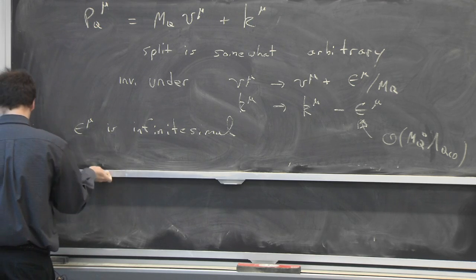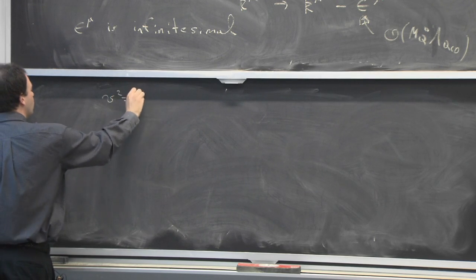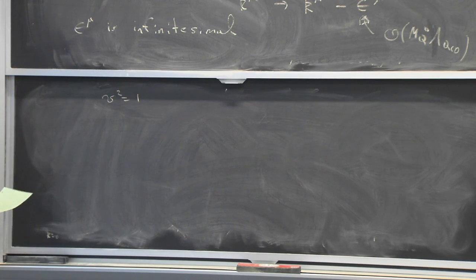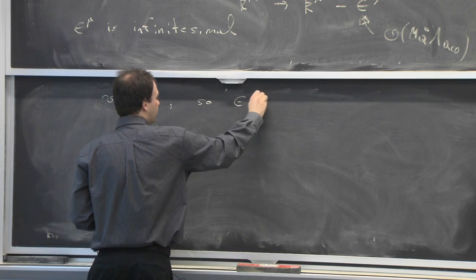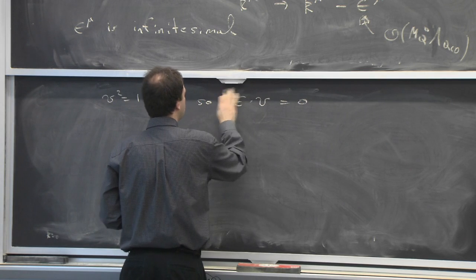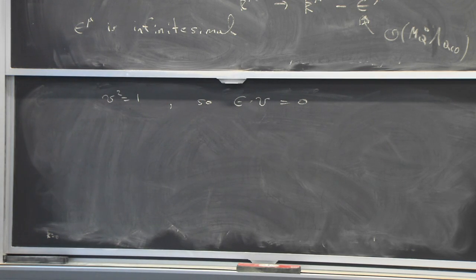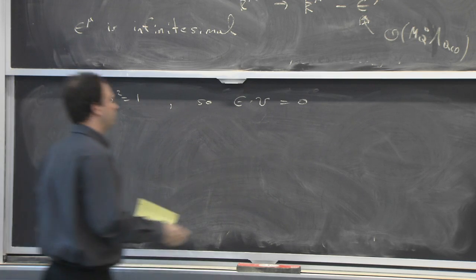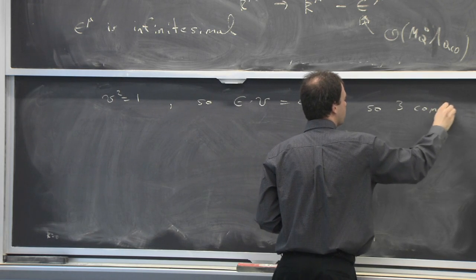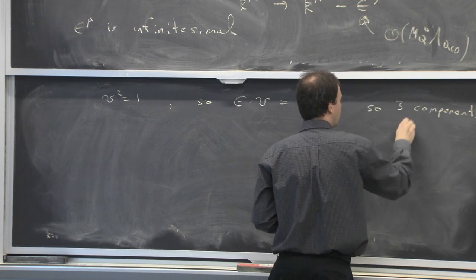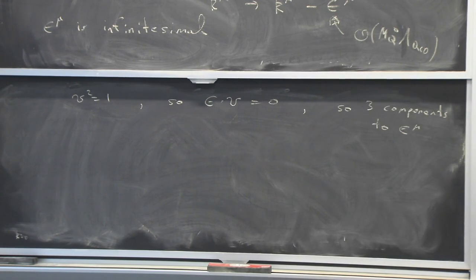And it has that counting that I put over there. Now v squared was equal to 1, and that's also something we don't want to spoil, but that's easy. We just say that epsilon dot v is equal to 0. And that maintains this condition. So that means that there's 3 different non-trivial components to epsilon. And those 3 components of epsilon are exactly related to the 3 boosts here.